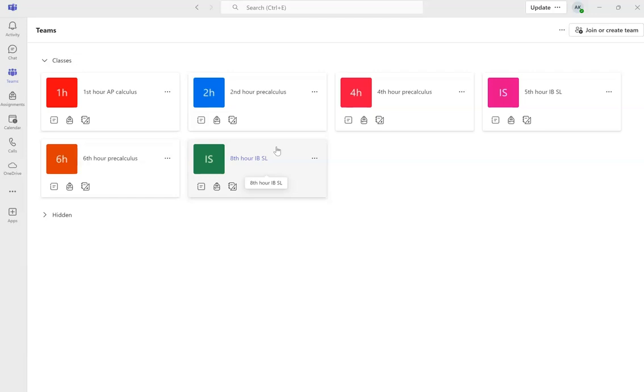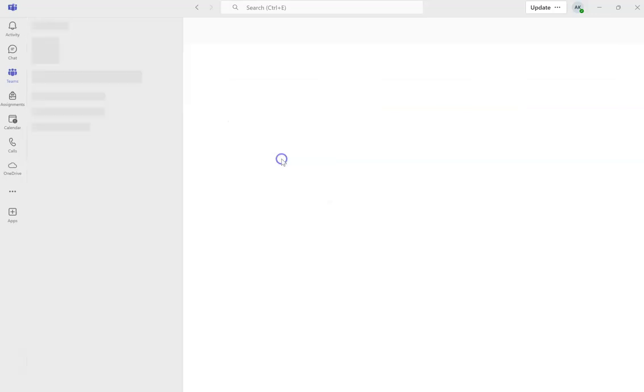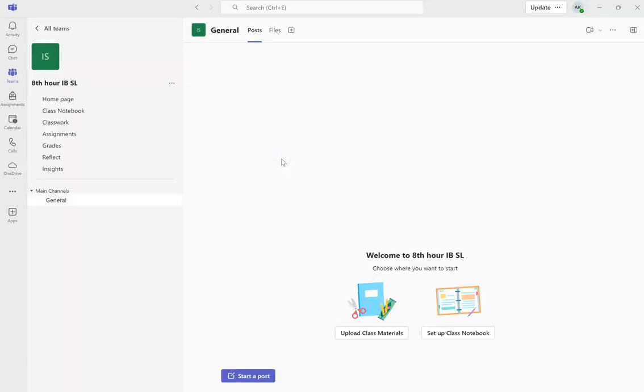Are we supposed to be looking for it? You should have opened up Teams. You press the little Teams thing on the side. You should have an 8th hour IBSL. Let's click it. Oh, all teams. Yup. Okay, I'm in.